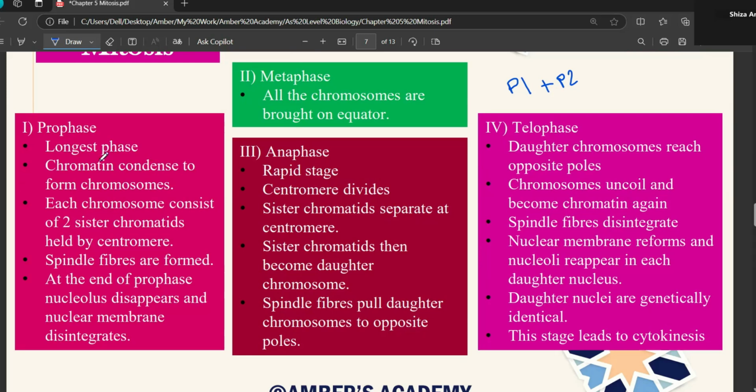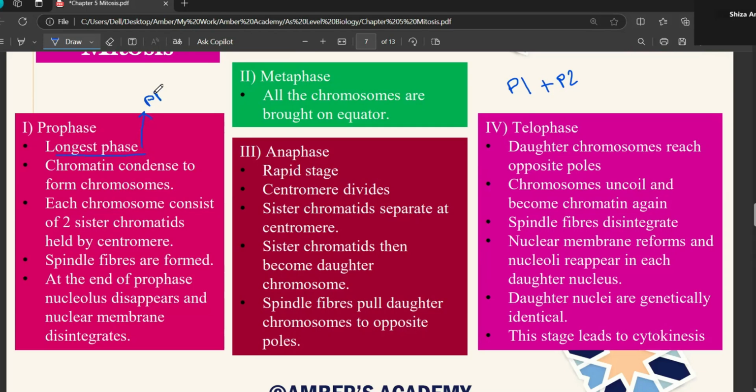Starting off with prophase, which is the first stage of mitotic cell cycle, and from now onwards, your mitosis has begun, which starts with prophase. So prophase, you need to remember that this is the longest phase. And this question usually comes in P1. Okay, which phase among mitosis is the longest phase?